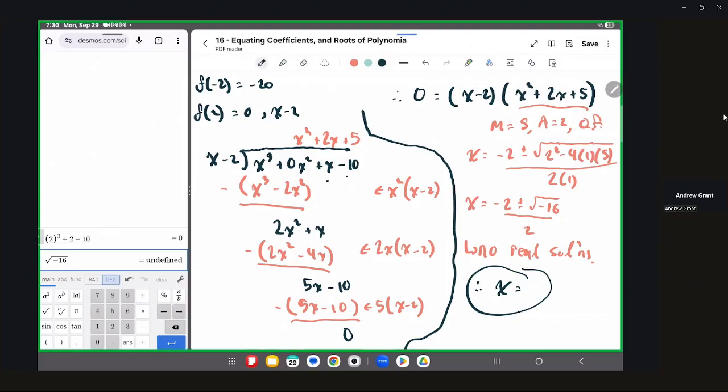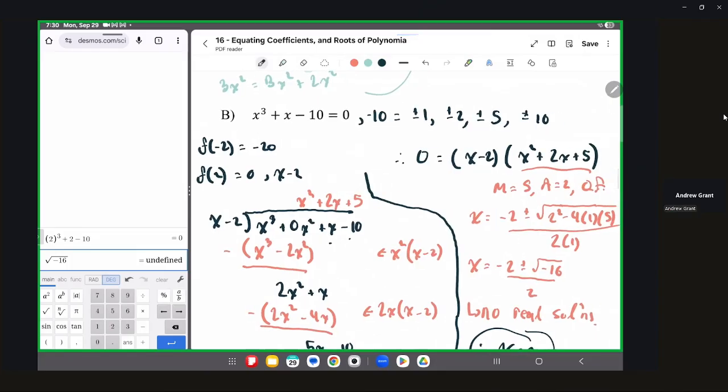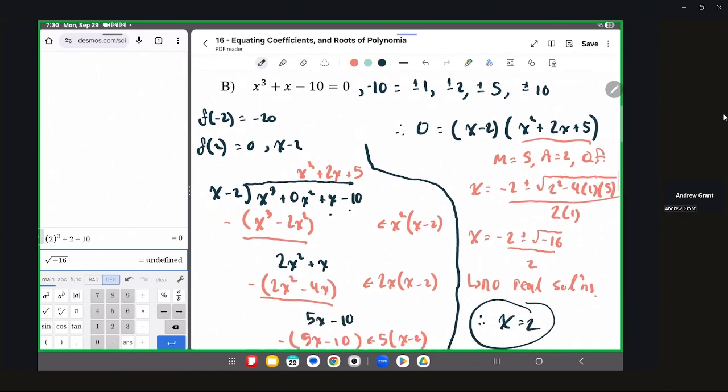So if you were to rely upon just the factor theorem in order to try this out, you would end up trying out plus or minus 1, plus or minus 2, plus or minus 5, plus or minus 10. You'd find one of the solutions, but then you might miss the other one.